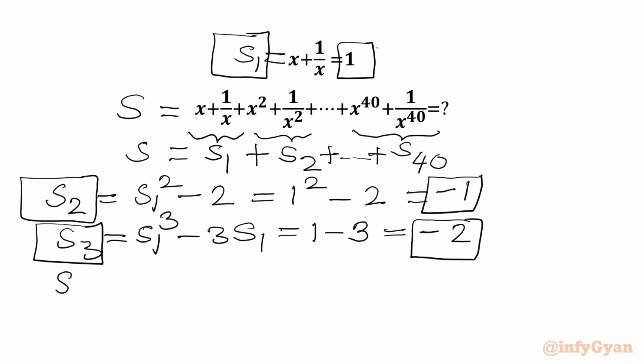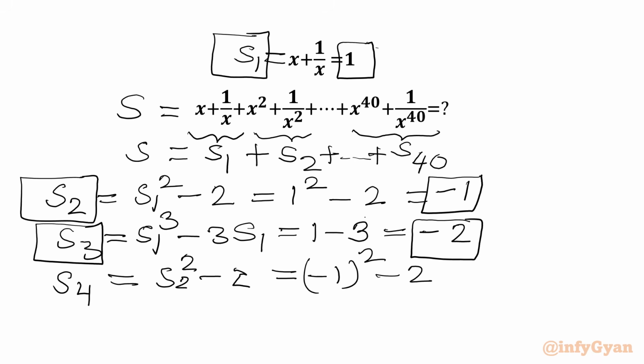Now we will find S4. Using an algebraic formula, I can write this as equal to S2 square minus 2. Now S2 is minus 1, so minus 1 whole square minus 2, which will be equal to minus 1. S4 is minus 1.